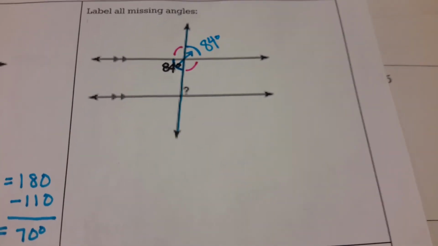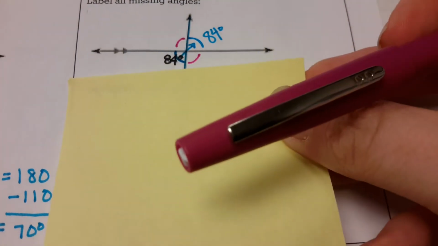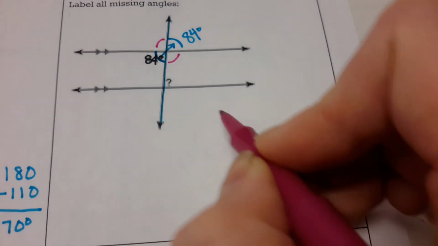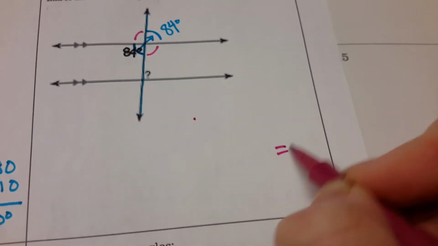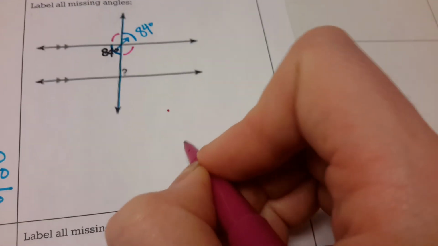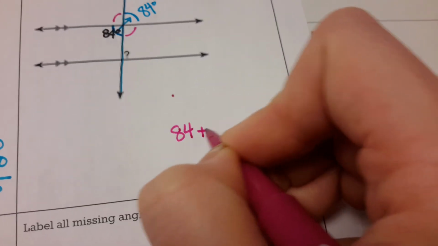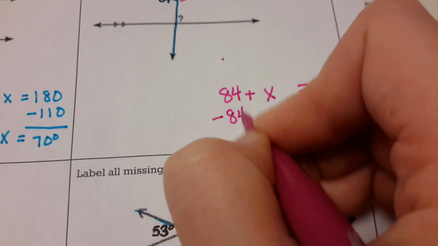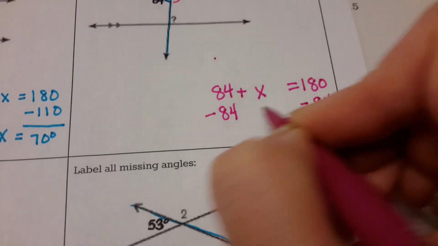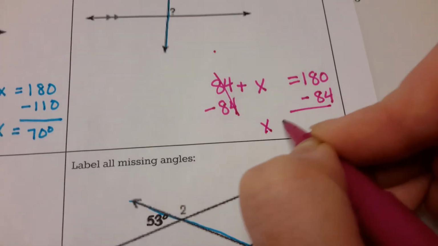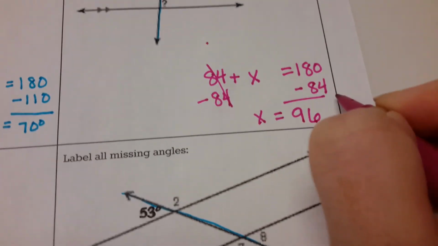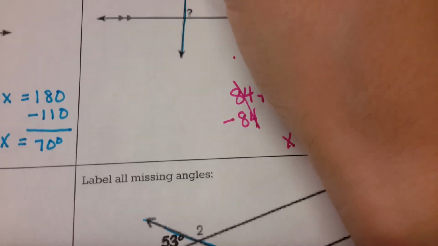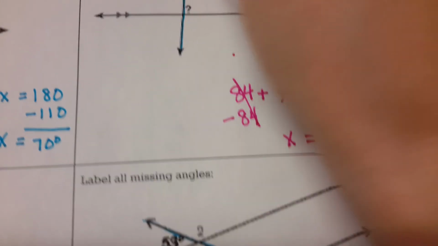Again, if it helps, you can cover up that second part of our problem. We're looking at vertical angles. So we know that supplementary angles equal 180. So we have 84 plus our missing angle is 180. Subtract 84, and we have x equals 96 degrees. So our pink obtuse angles are 96 degrees.